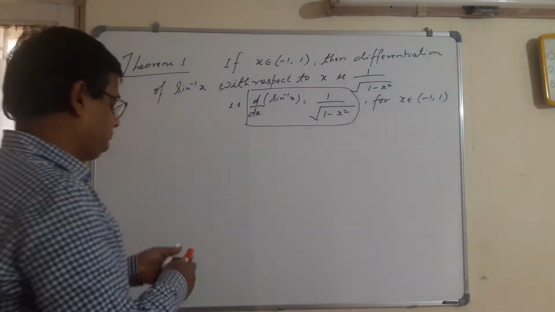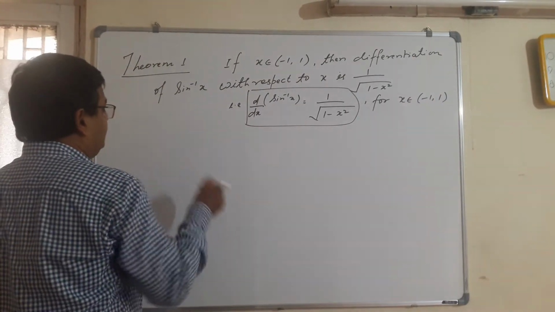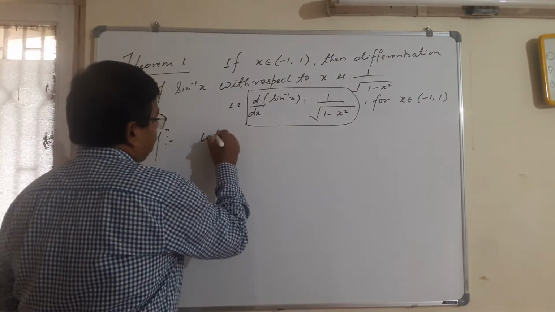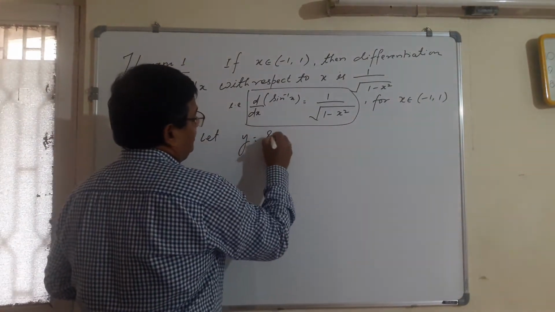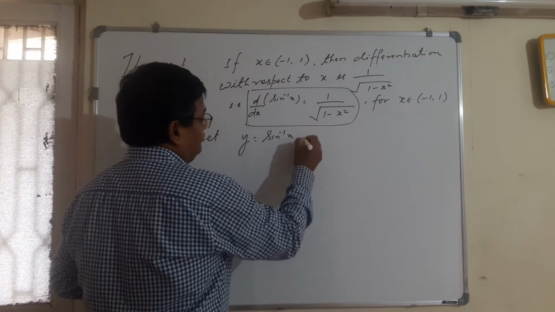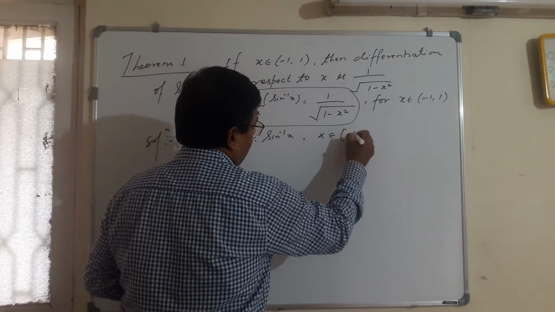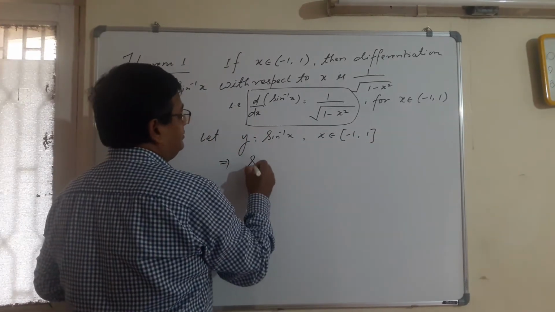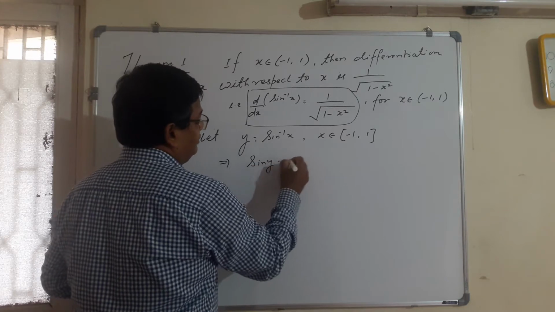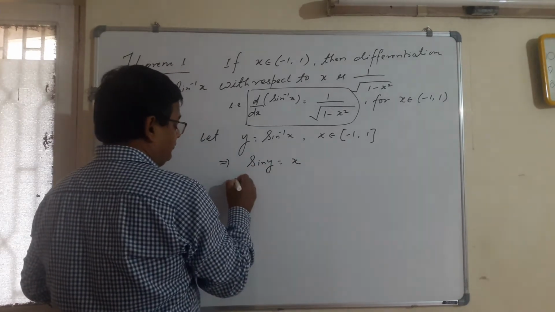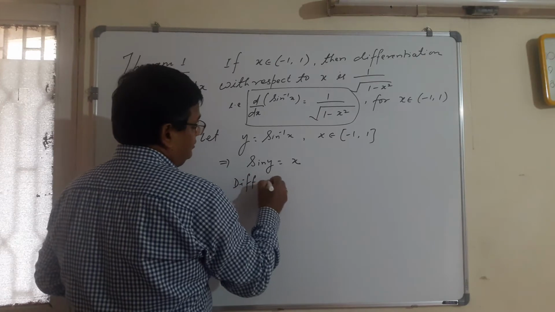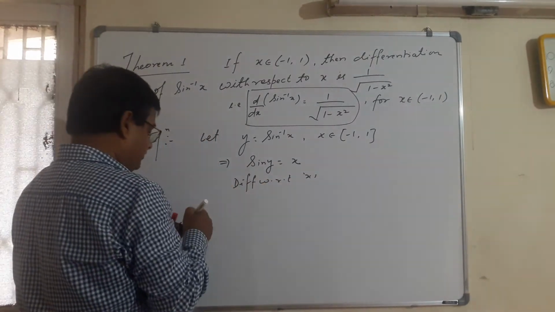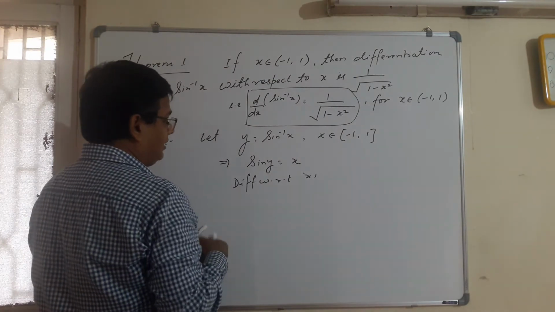So see here, solution. Let y is equal to sine inverse x, where x belongs to minus 1 to 1. So then we can write like this: sine y is equal to x. Now differentiating with respect to x, differentiation, first differentiate the sine function.